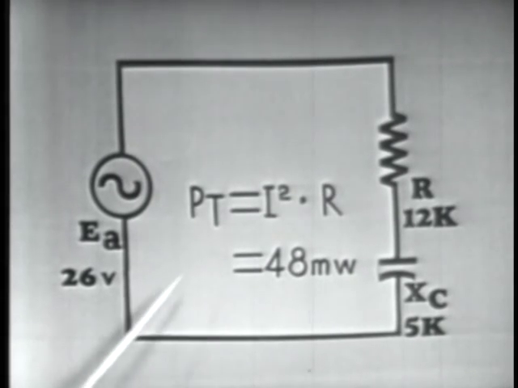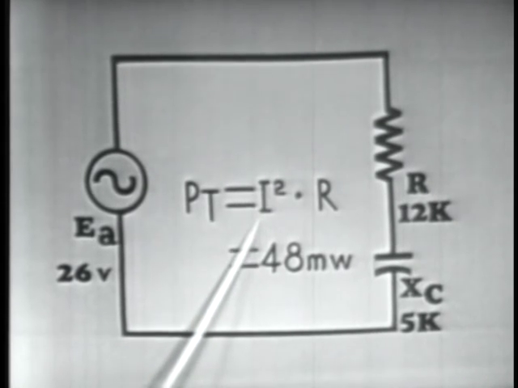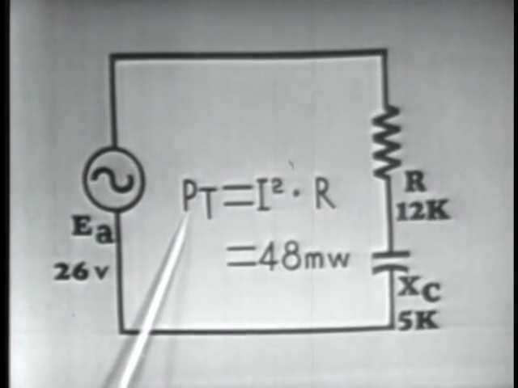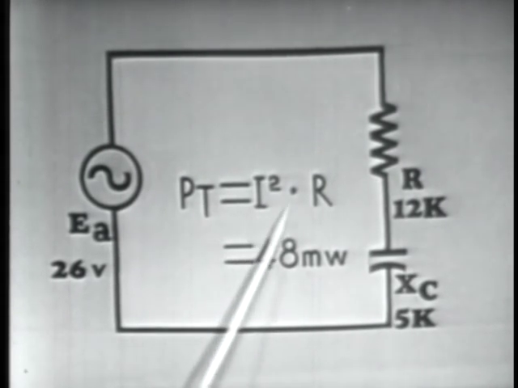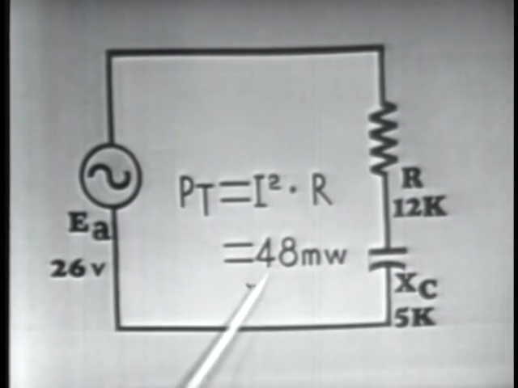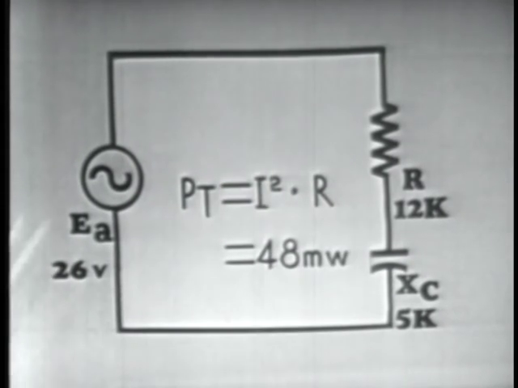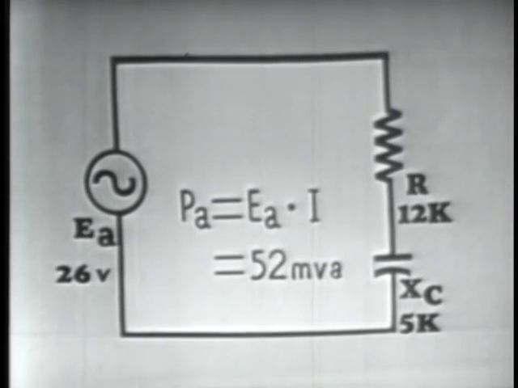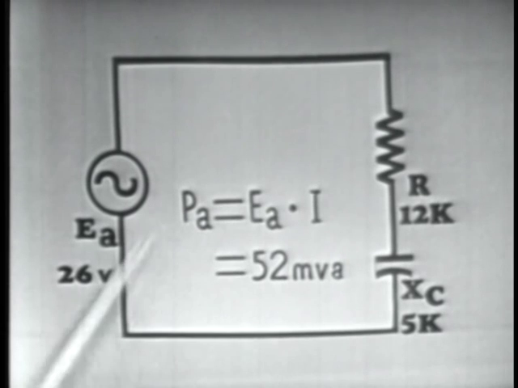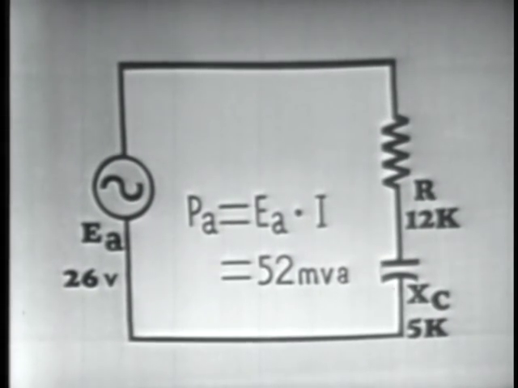With this, then, we can solve for true power dissipated in our circuit, substituting into one of our familiar power formulas. Power is equal to I squared R. 2 milliamperes squared times 12 K ohms would be equal to 48 milliwatts of power dissipated by resistor R. However, the apparent power is equal to the 2 milliamperes times the 26 volts, which would be equal to 52 millivolt amperes.